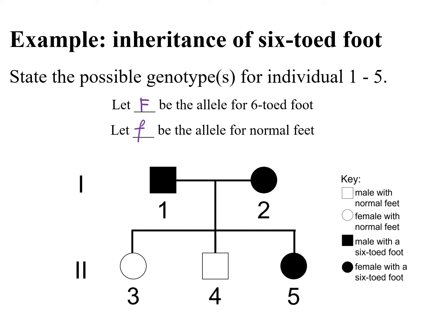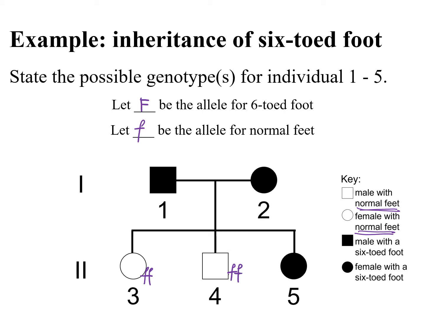And then let's take a look at individual 3 and individual 4 first. They are both normal feet. And if they are normal feet, they must have two recessive alleles for normal feet. Therefore, their genotype will be small letter f, small letter f. For 4 as well, small letter f, small letter f.